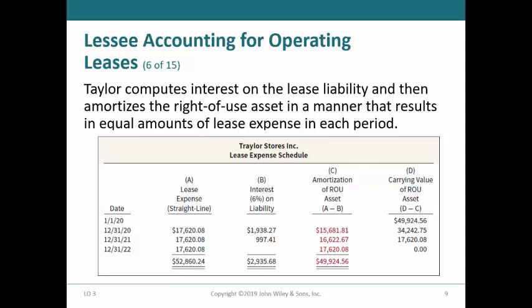We will make the same calculation in the second year by subtracting the interest of $997.41 from the lease payment to get $16,622.67 for amortization. In the last year, the entire lease expense will all be for amortization of the right-of-use asset because the last payment will have been made on January 1st, 2022.